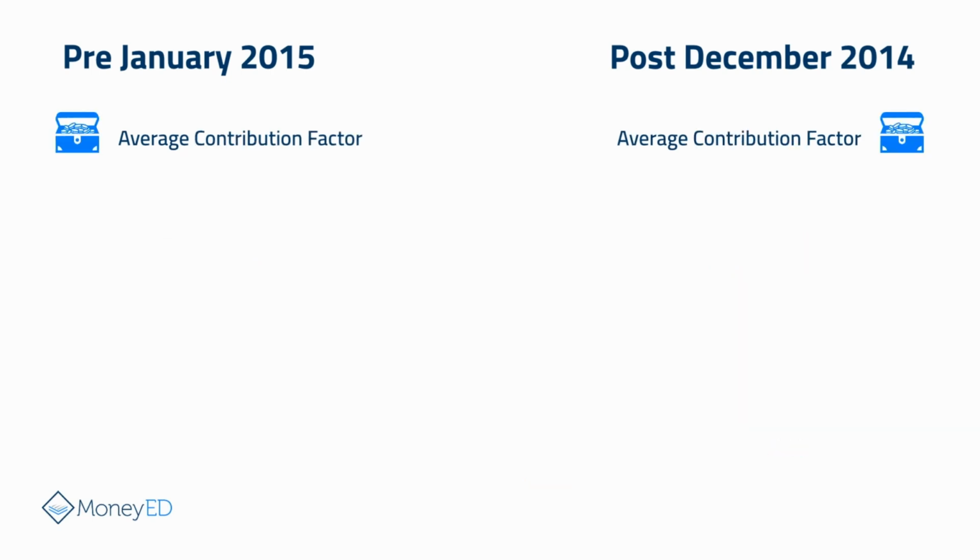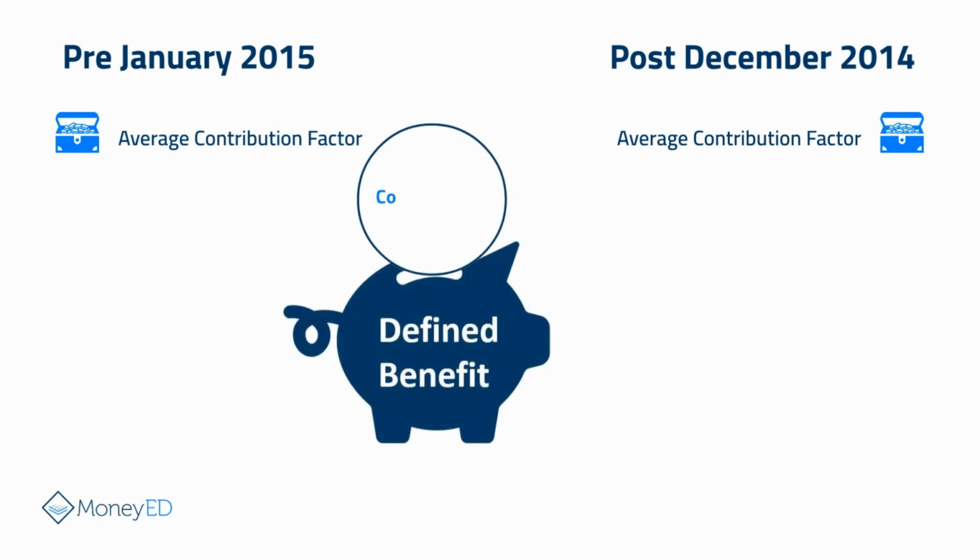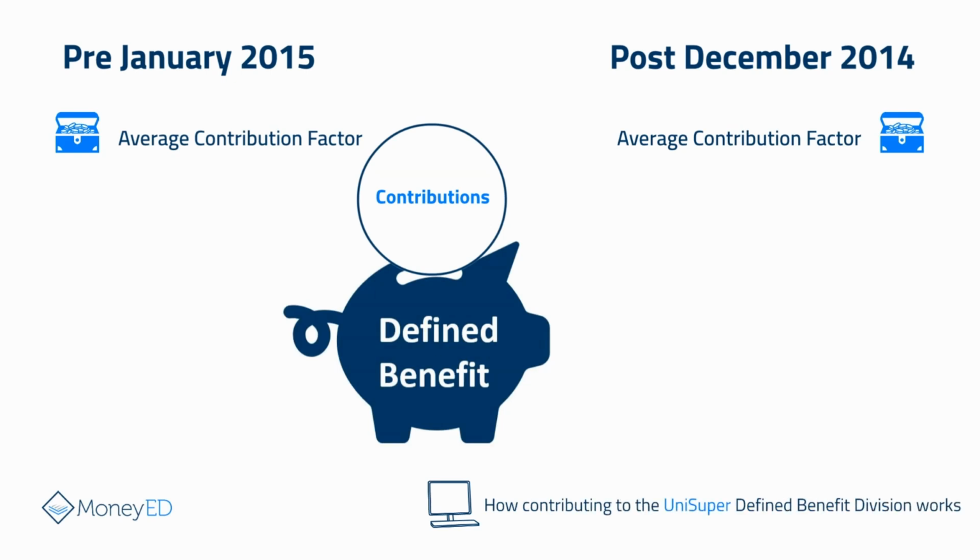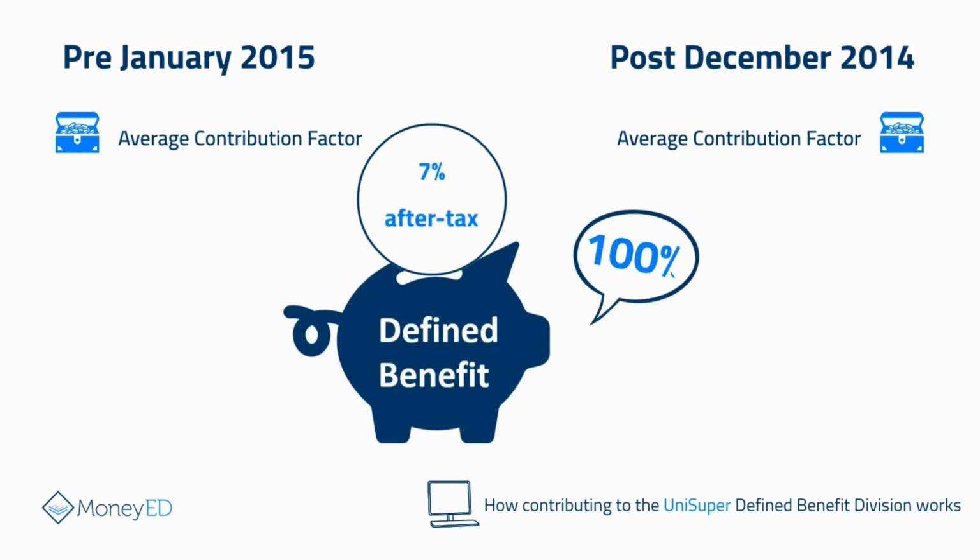The average contribution factor represents how much you've contributed to the DBD throughout your DBD membership. We'll explore this in more depth in the How Contributing to the UniSuper Defined Benefit Division Works video, but if you've always contributed at the default rate of 7% after tax, your average contribution factor will be 100%.